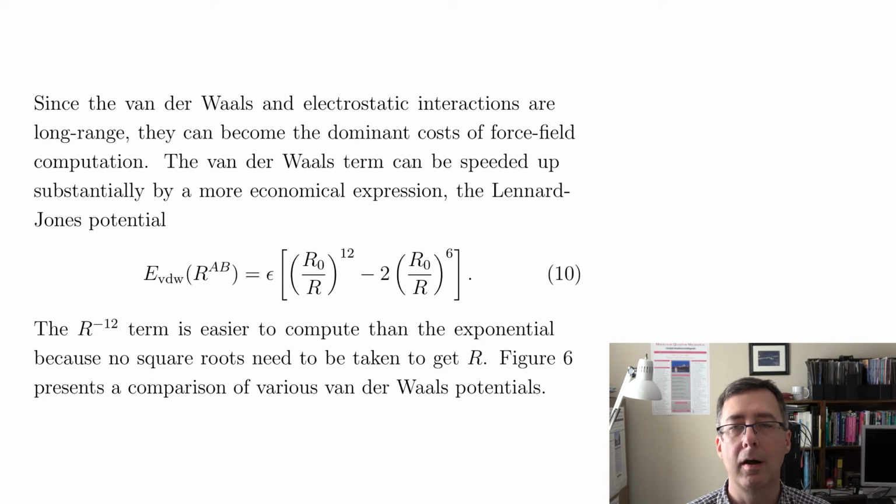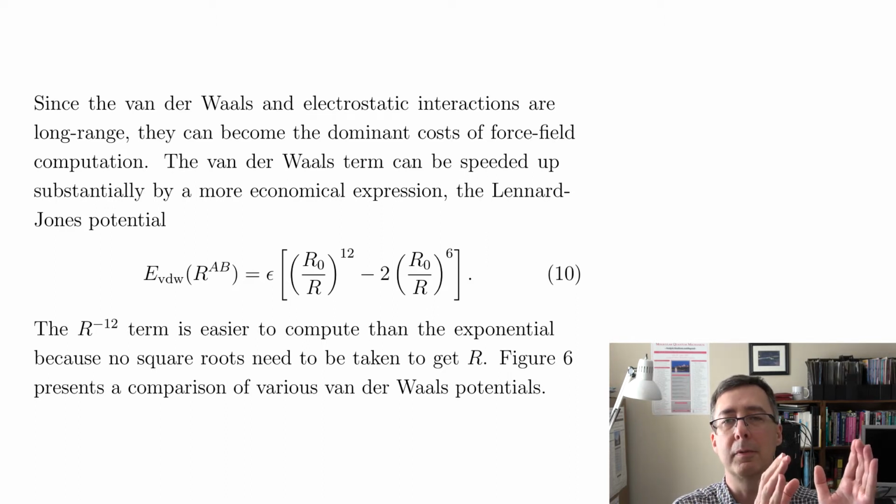So I compute R0 over R, and I raise that to the 12th power. Where does 12 come from? Well, it comes from the fact that I already need this other term, the R0 over R quantity to the 6th. That's the London dispersion term we just talked about. I said long range it goes as 1 over r to the 6. So that part we kind of keep like on the previous slide.